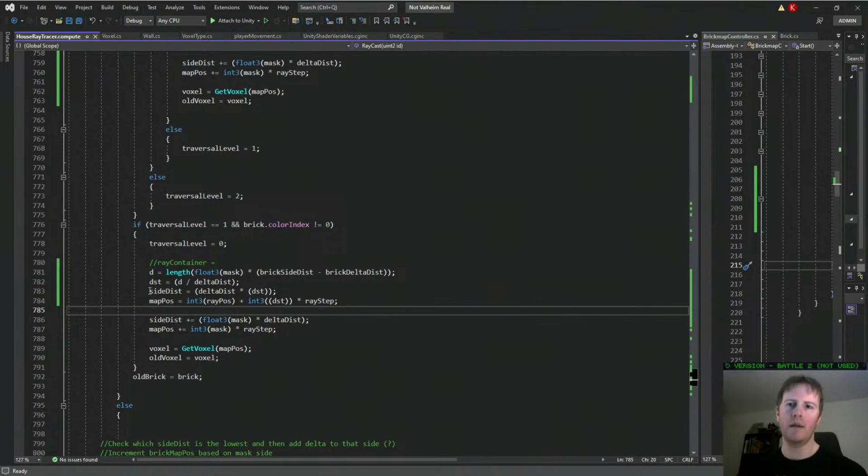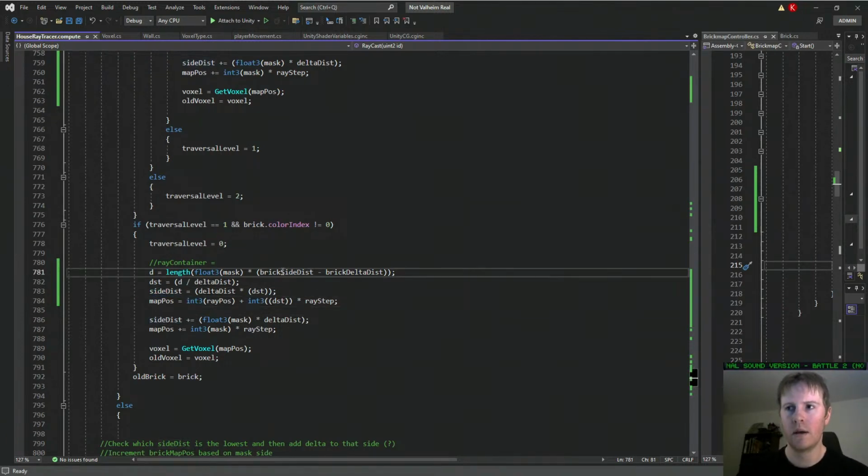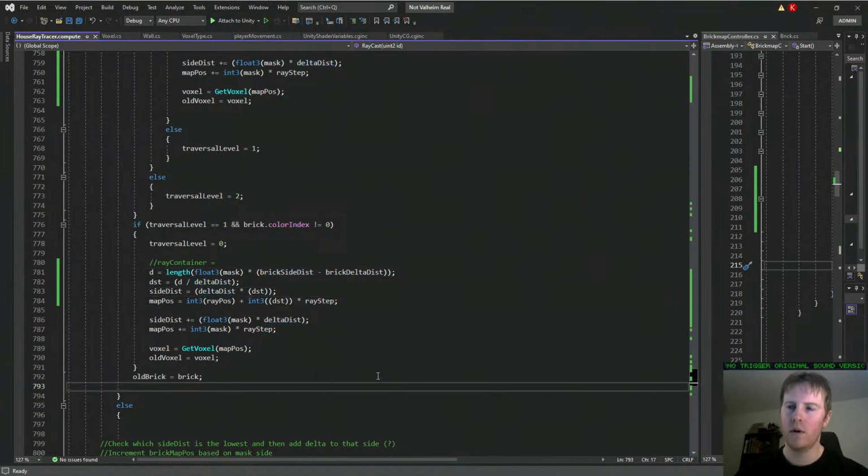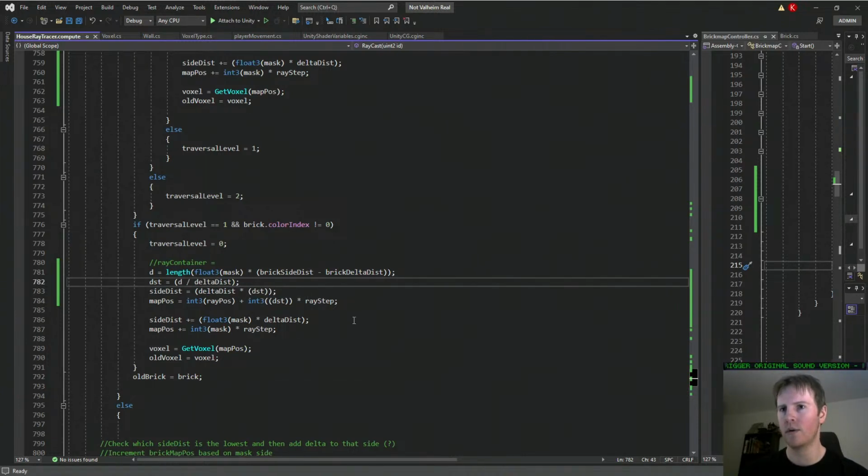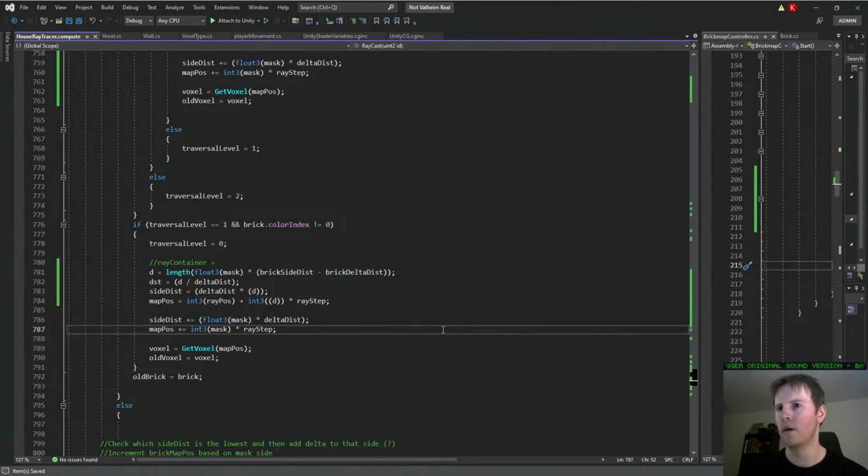But see, the side dist includes the brick's side dist here. So if I just multiply this up, there shouldn't be an issue. This though, is this what's weird? This should just be D. There. What about you? You should also be D. Maybe. I'm not so sure about that one.